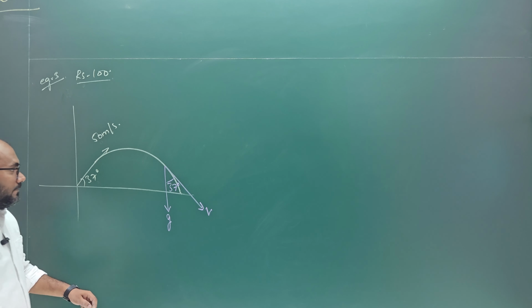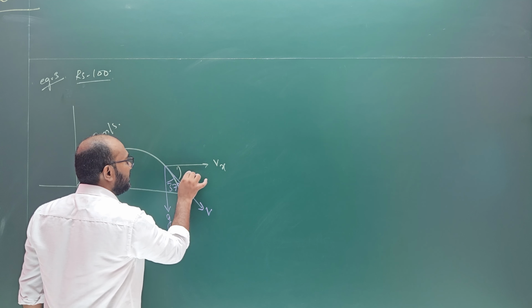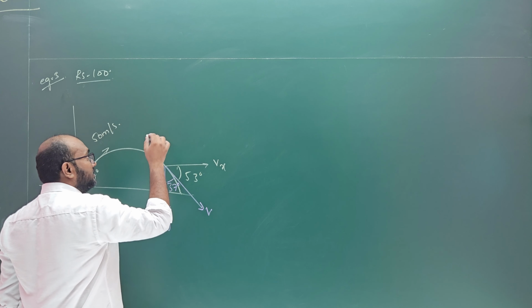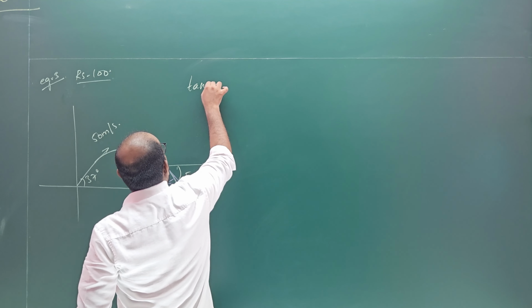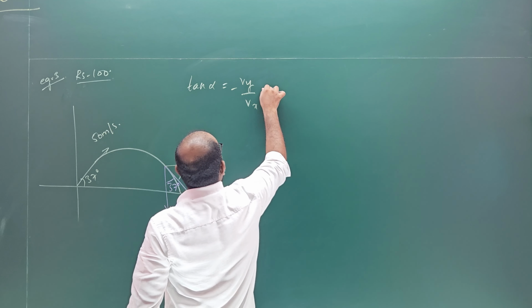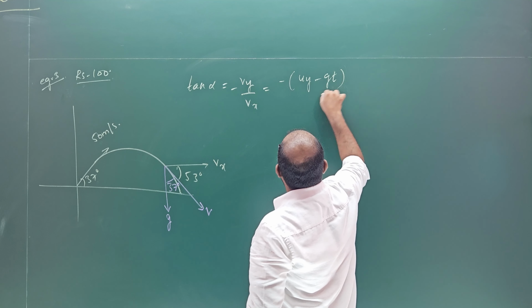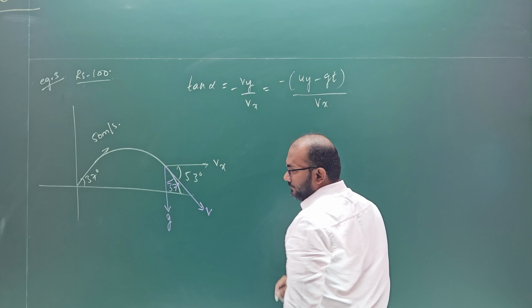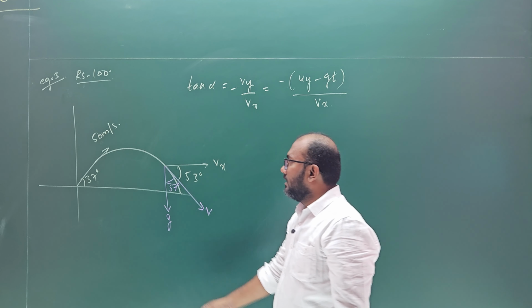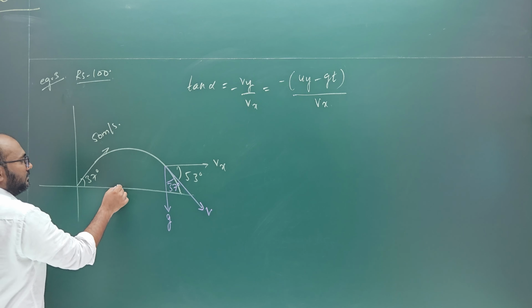Let's see. Now this is your Vx and obviously this angle becomes 53 degree. Then generally you have used tan of alpha, which is nothing but Vy upon Vx with a negative sign. Yes or no? And this can be written as Uy minus gt upon Vx. Yes or no? Yes. Okay. Now over here this is 37 degree, cos 37 is nothing but 4 by 5. Yes or no?